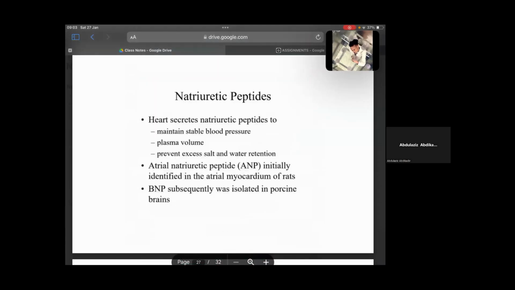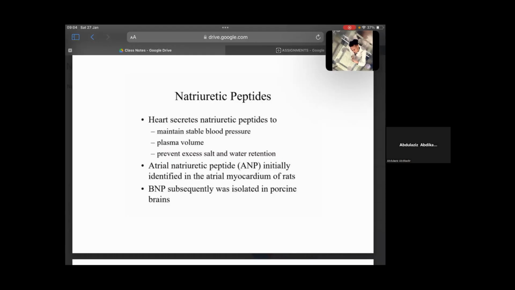For the natriuretic peptides, the heart secretes natriuretic peptides. This does the opposite of the RAS, the renin-angiotensin-aldosterone system. Remember, the RAS acts as a vasoconstrictor. It acts as the opposite of a diuretic, so it tries to conserve as much water as possible, and as much salt as possible through aldosterone. It will hypertrophy the heart, causing left ventricular hypertrophy. So this is the opposite.